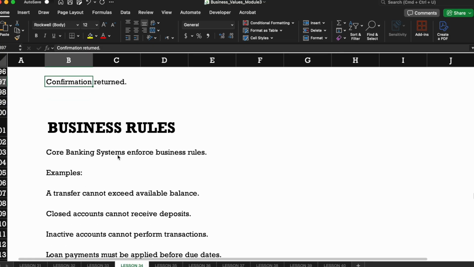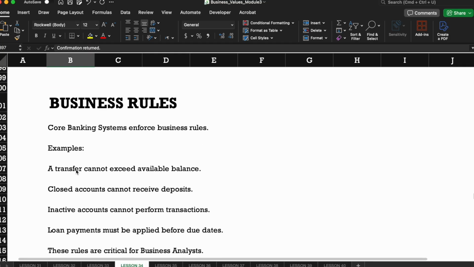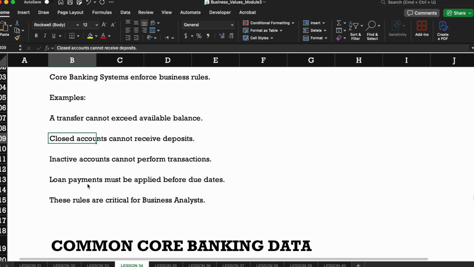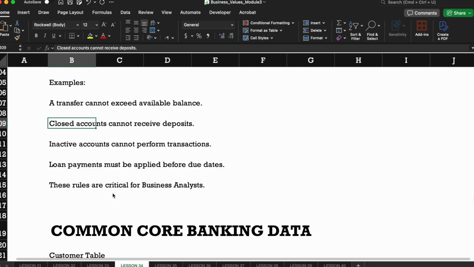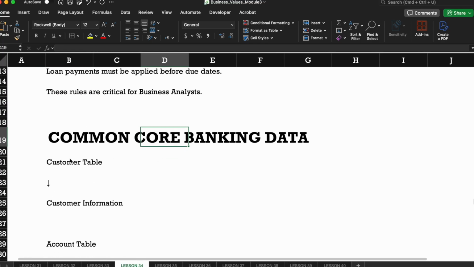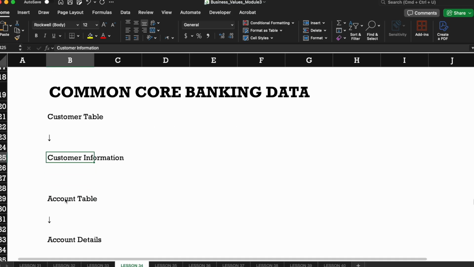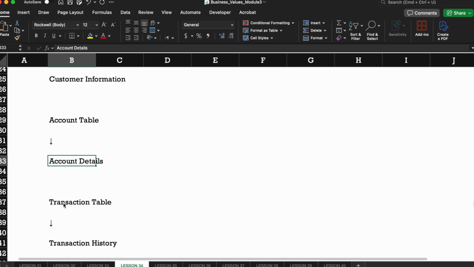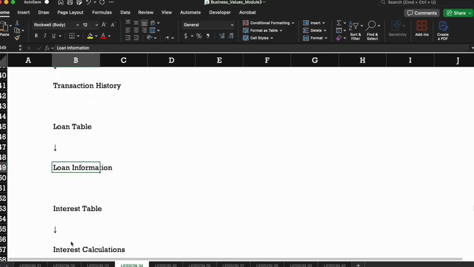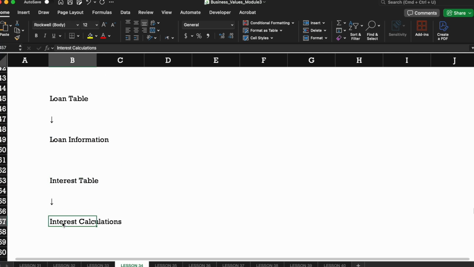Business rules: the core banking system enforces business rules. For example, a transfer cannot exceed the available balance. Closed accounts cannot receive deposits. Inactive accounts cannot perform transactions. Loan payments must be applied before due dates. These rules are critical for a business analyst. Common core banking data: customer table, customer information; account table, account details; transaction table, transaction history; loan table, loan information; interest table, interest calculation.